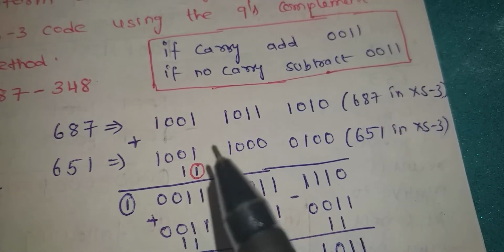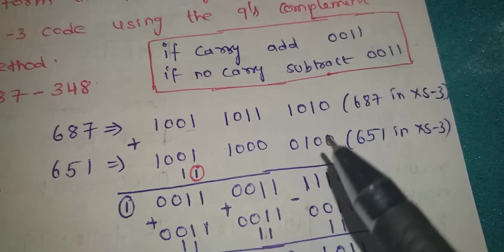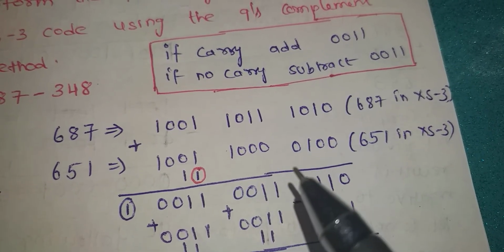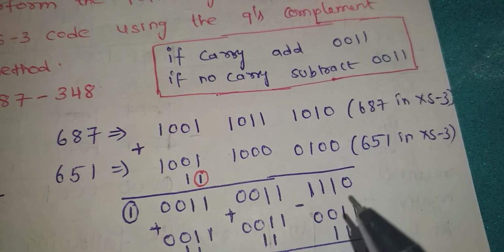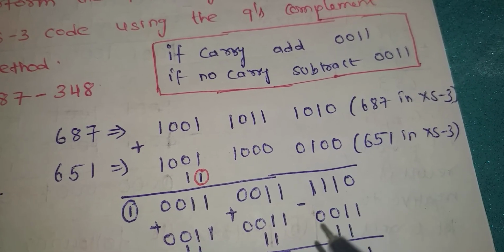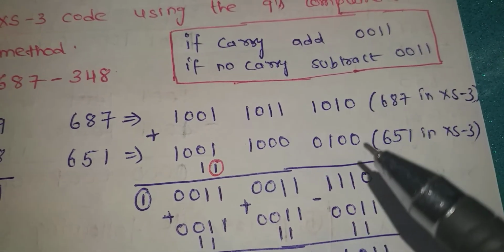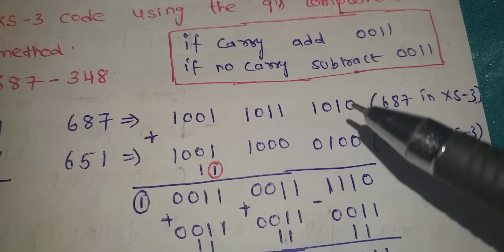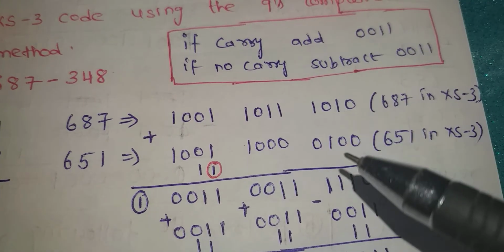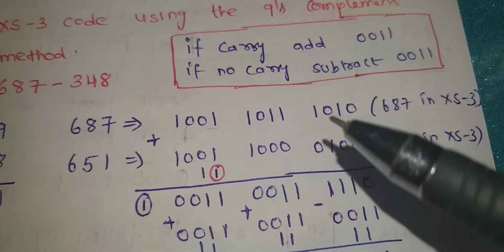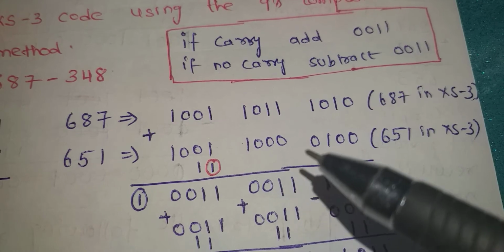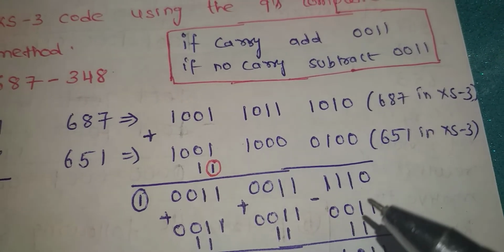Now after adding here, if you observe, there is no carry here. Is it clear? That means we have to subtract 3 here. For a clear idea, observe: 0 plus 0 is 0, 1 plus 0 is 1, 0 plus 1 is 1, 1 plus 0 is 1. That means there is no carry. We have to subtract 3.